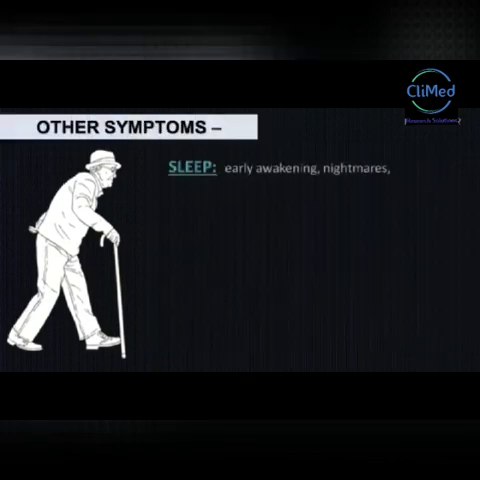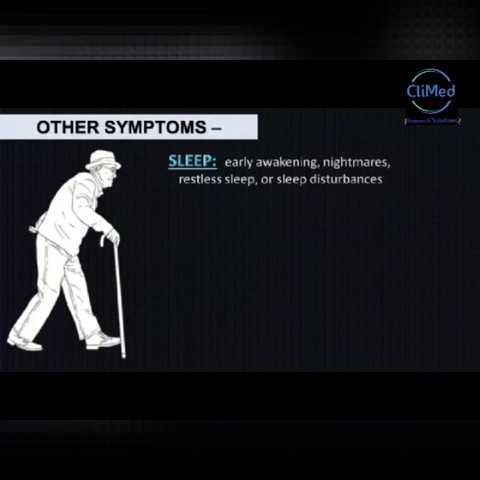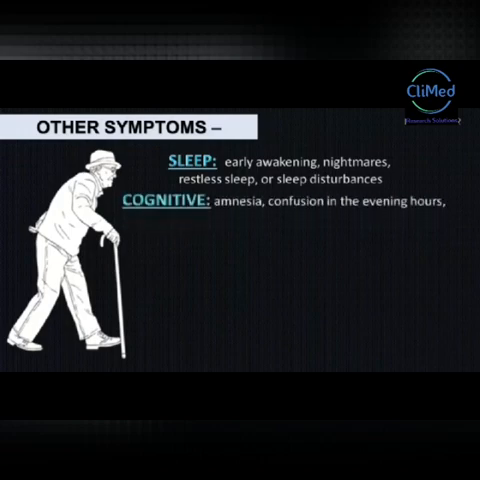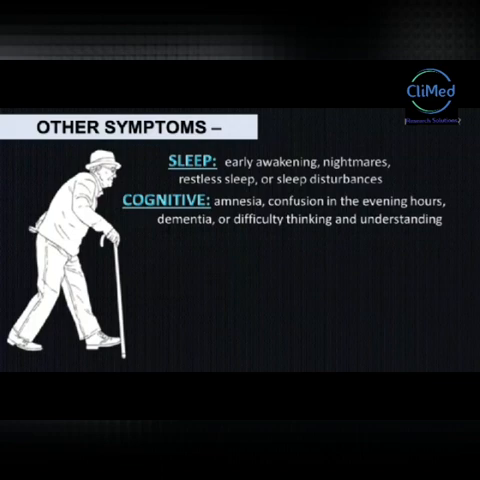Now the other symptoms we can observe are nightmares, sleep disturbances, and restless sleep. There will be completely poor quality of sleep in these patients. And psychologically, they will have memory loss, confusion in the evening hours, and will not be able to perceive things in a normal way, where they will have unusual thoughts which do not actually exist in the social surroundings.